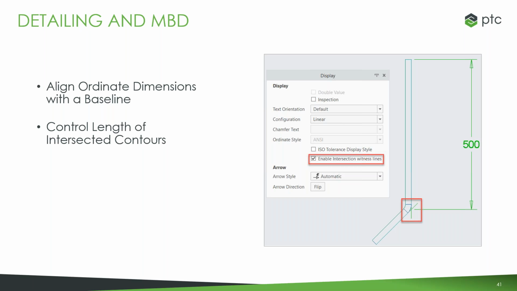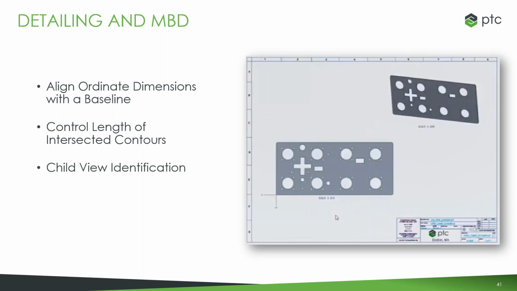You can control the length of intersected contours. So beyond just the intersection point, you can enable those intersection witness lines. And then we can have our child view identification. So very easy to see where drawings go to. It's especially useful if you're working with multi-page drawings, or again, even if you weren't the one that created the drawing. It's very helpful for keeping it all straight and understanding exactly what it's referencing and where it goes to.